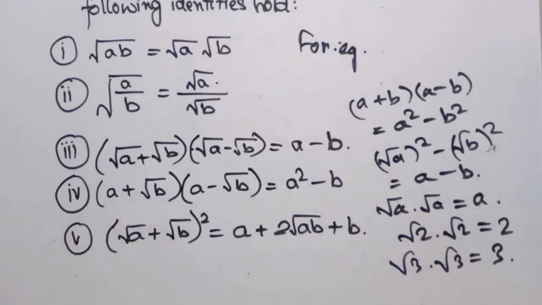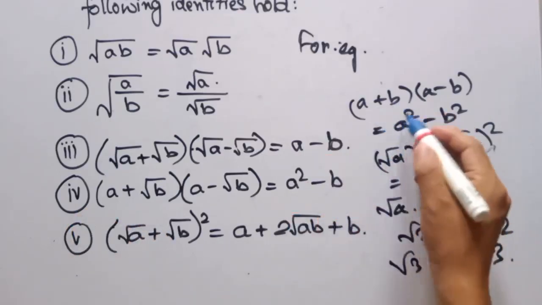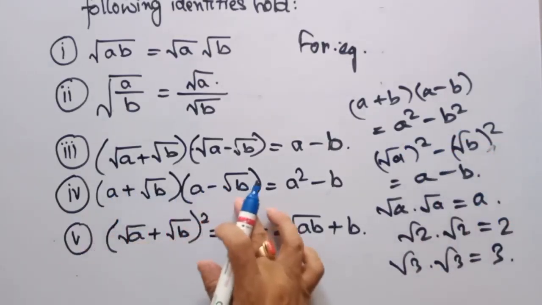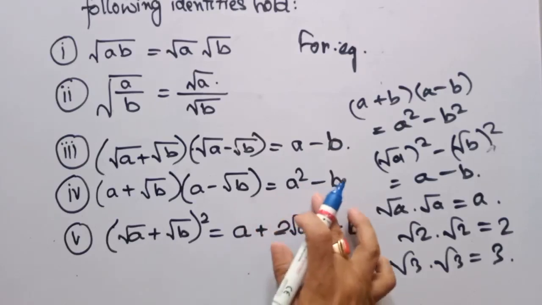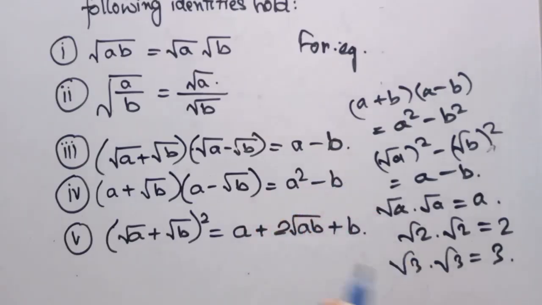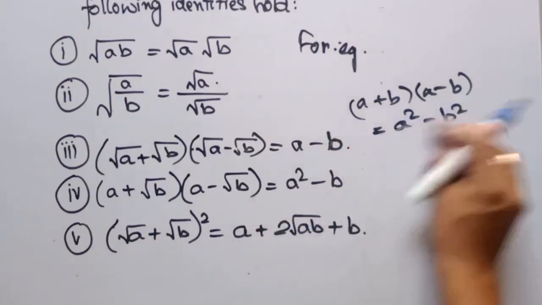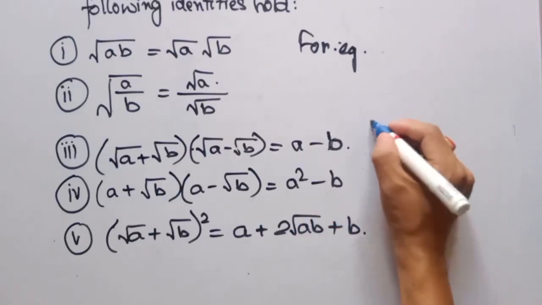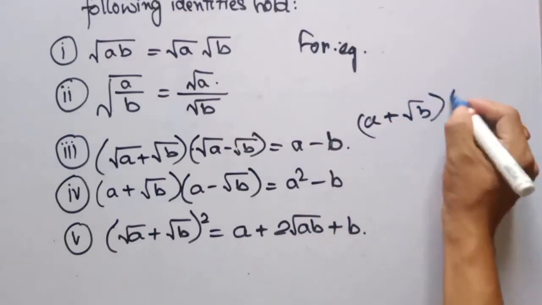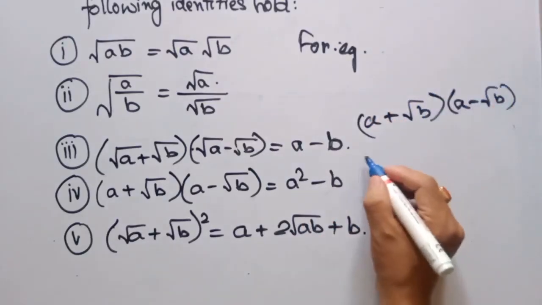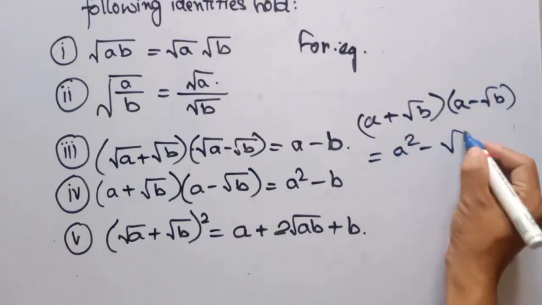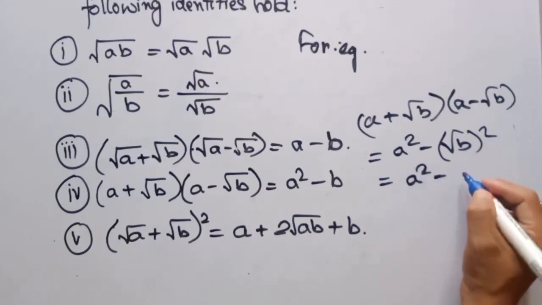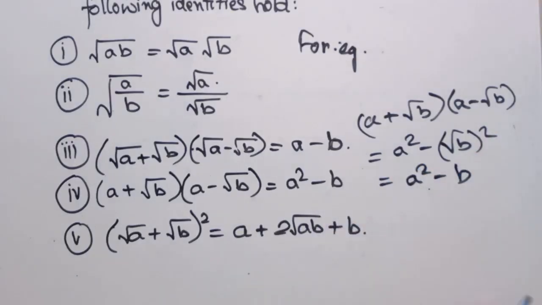Same here also in identity number 4, we are using the same identity (a plus b) whole into (a minus b) equal to a square minus b square. So A plus root B whole into A minus root B, we get A square minus B. Let us expand this and see how this A square minus B is coming. So A plus root B into A minus root B is equal to A square minus root B square, equal to A square minus root B into root B, which is B. So A square minus B.